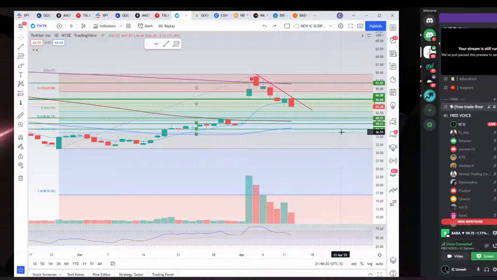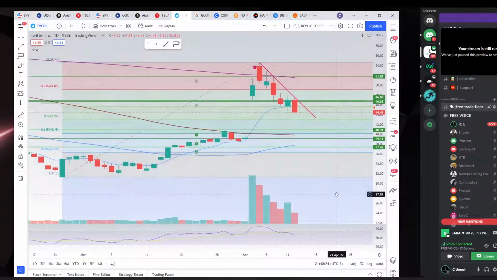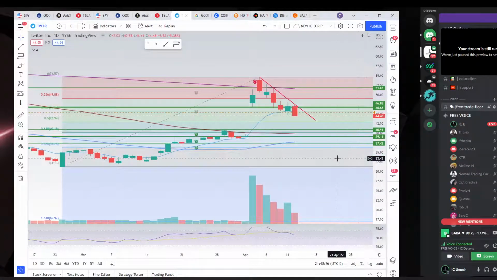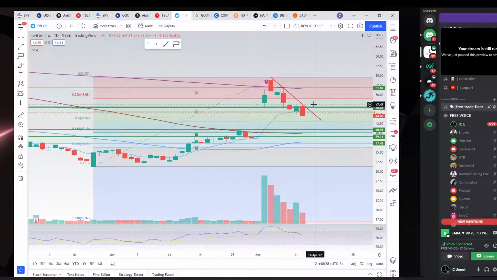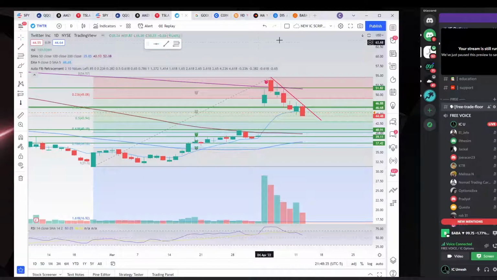The one number I'm looking at is 40.91 for the gap fill, and the other one is around 47. Above 47, it will be bullish. It will break through this and probably retest this 200 SMA, which is around 51.50.